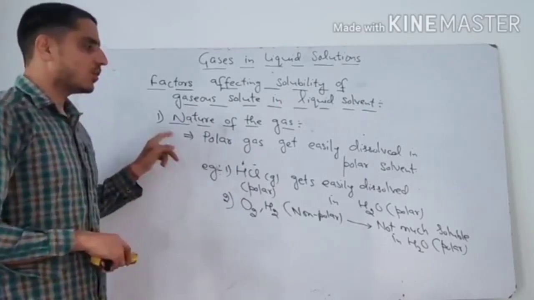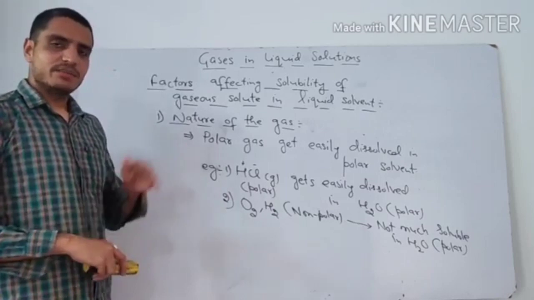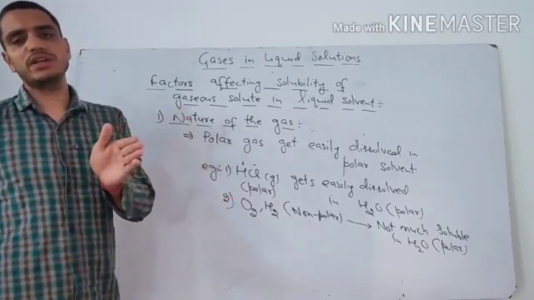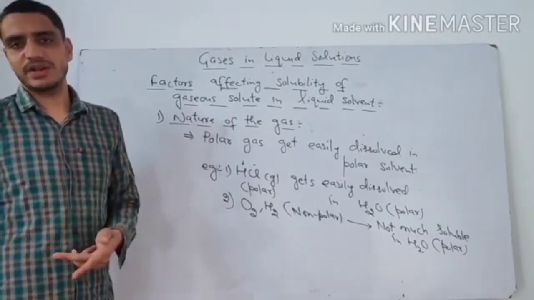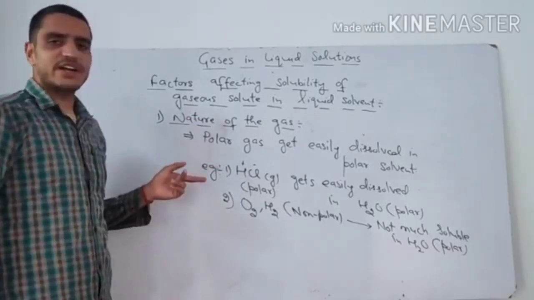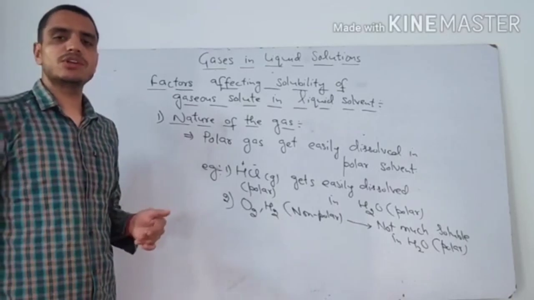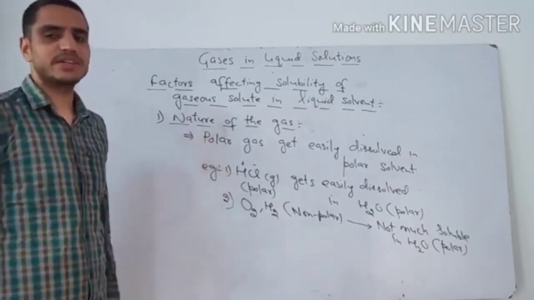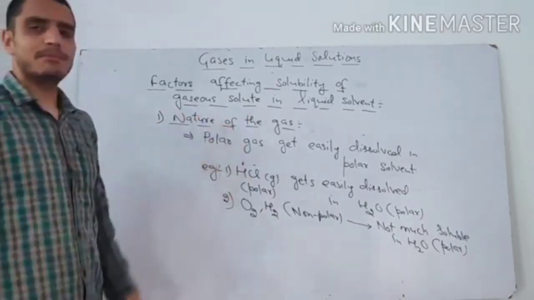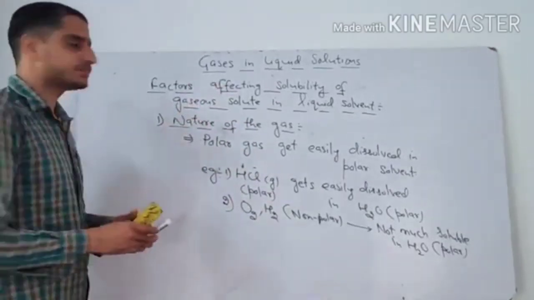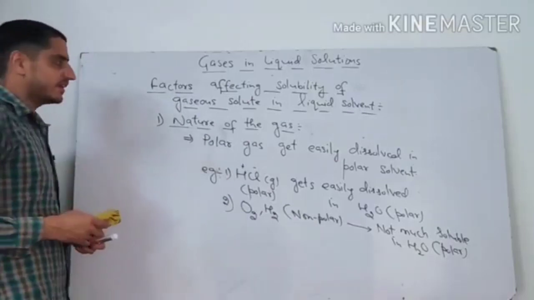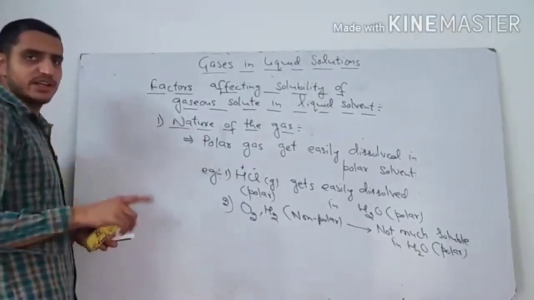So the nature of the gas also matters. Okay, a polar gas gets easily dissolved in a polar solvent. A non-polar gas gets easily dissolved in a non-polar solvent. For example, oxygen and hydrogen can get easily dissolved in non-polar solvents like benzene and carbon tetrachloride. So the nature of the gas matters when we see the solubility of a gas in a liquid. Clear? Okay, this was the first factor which affects the solubility of a gas in a liquid.